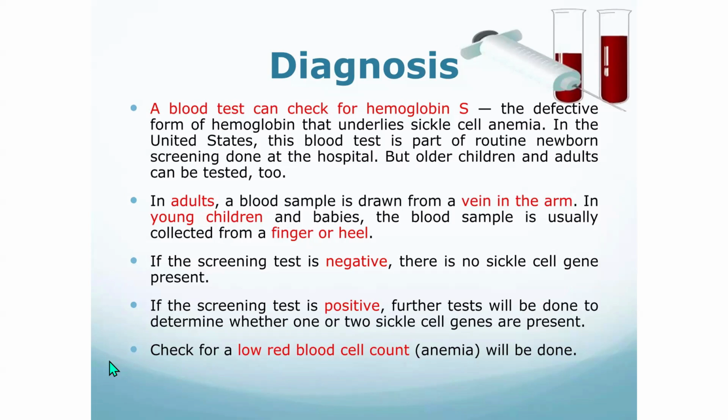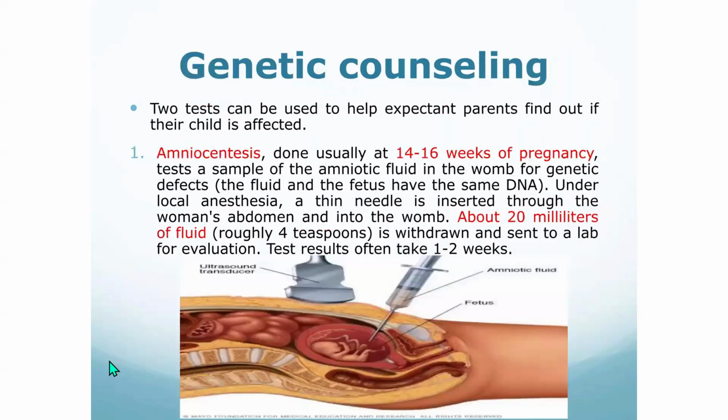But if the screening test is positive, then further tests will be done to determine whether one or two sickle cell genes are present. And of course, a check for low red blood cells, that is anemia, will also be done to confirm the red blood cell count.